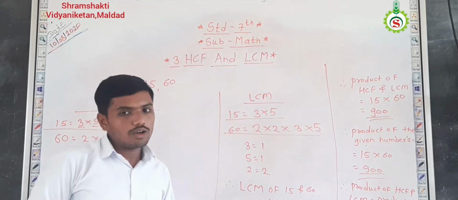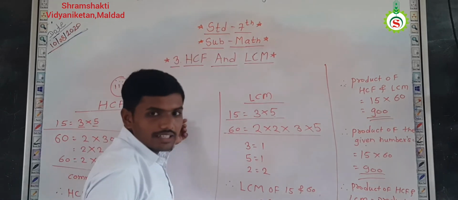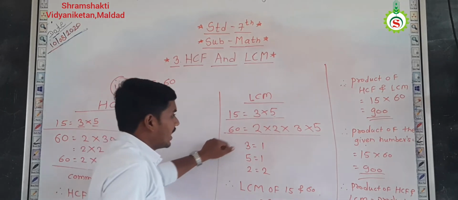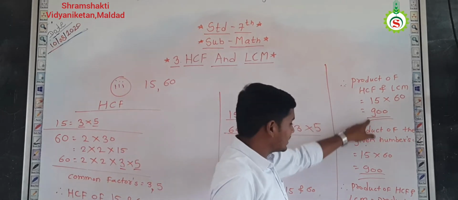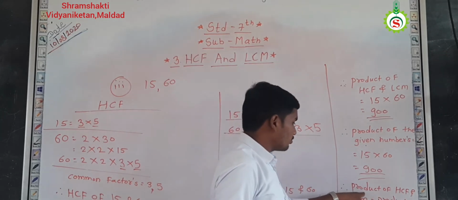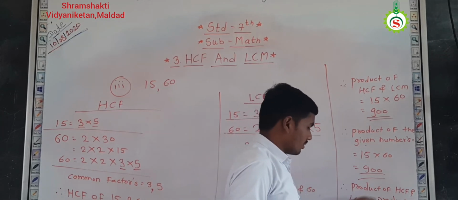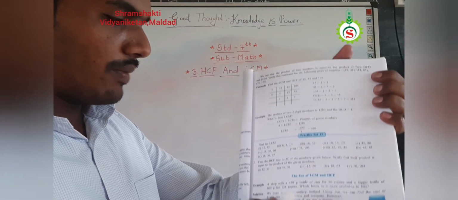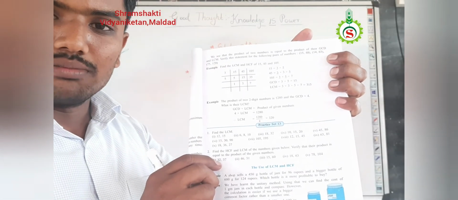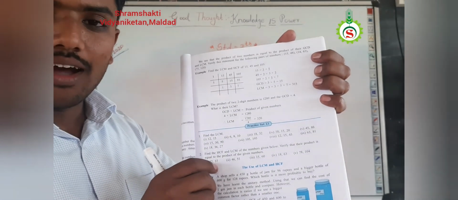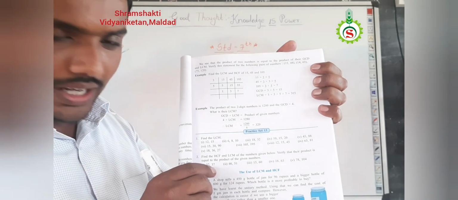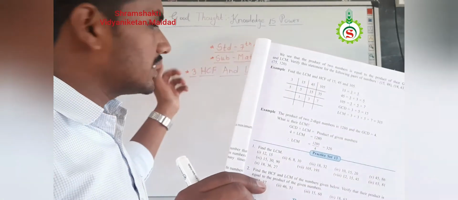I think all of you understand how we have solved that example. First we found HCF, then LCM, and then we took the product of HCF and LCM, and the product of the given numbers, and both are equal. That's why we say the product of HCF and LCM is equal to the product of given numbers. Friends, from your practice set, question number 2, we will take the next example. In the first example, they have given two numbers, 32 and 37. For 32 and 37 we will do the same process.